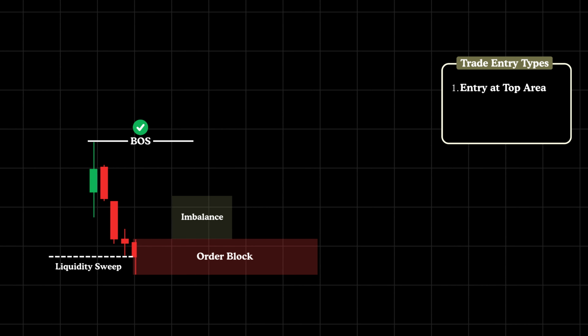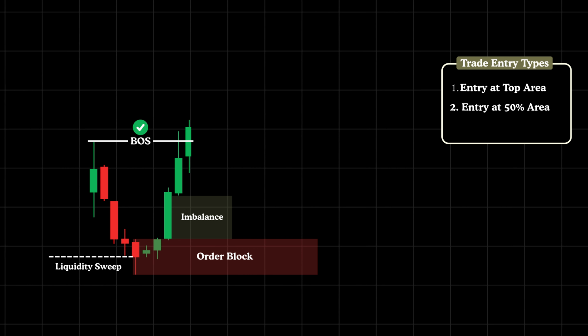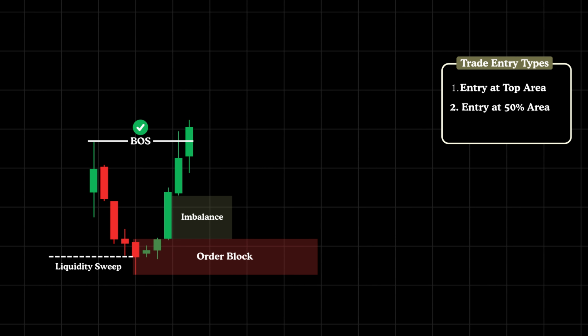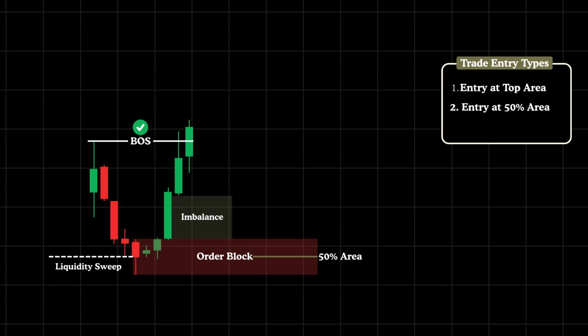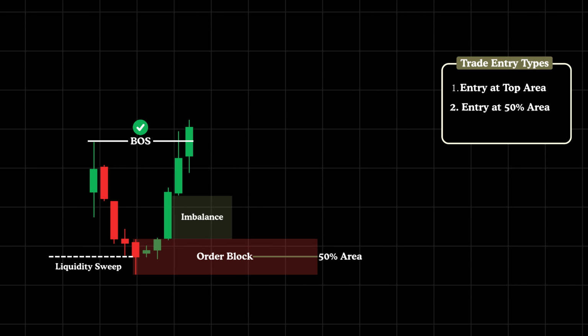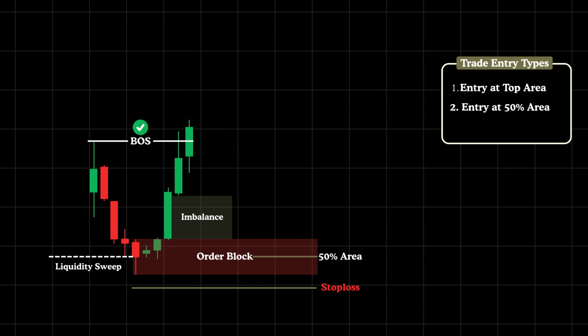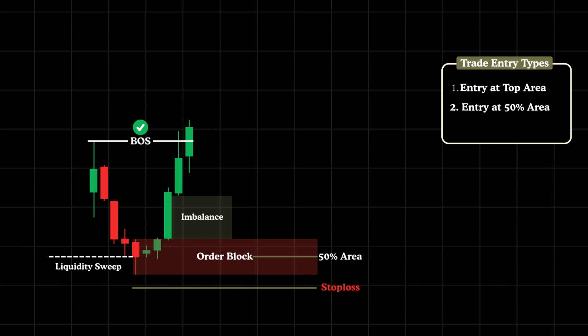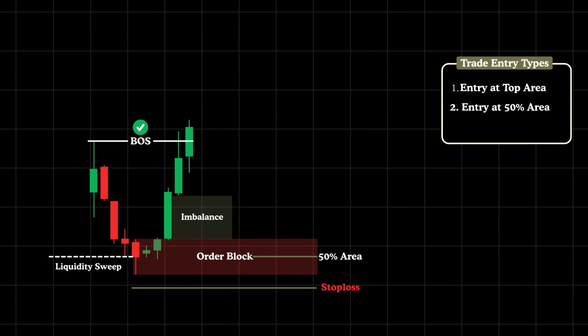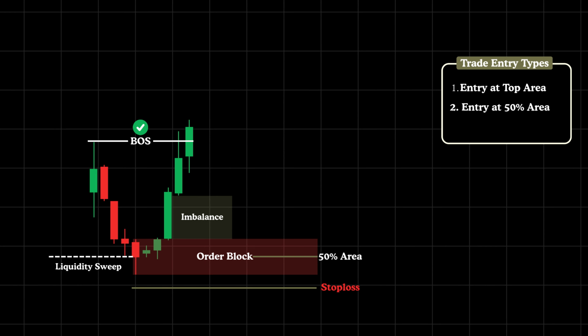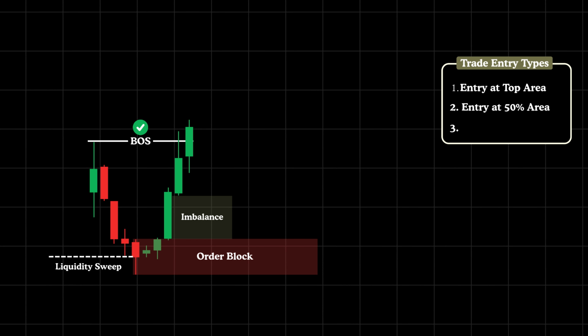Number 2, entry at the 50% area. In this type of trade entry, when the price comes around the 50% level of the order block area, you can plan your entry here. Keep your stop loss slightly below the order block area by allowing a buffer zone. This entry is usually considered when the size of the order block candle is large, helping to minimize the stop loss.